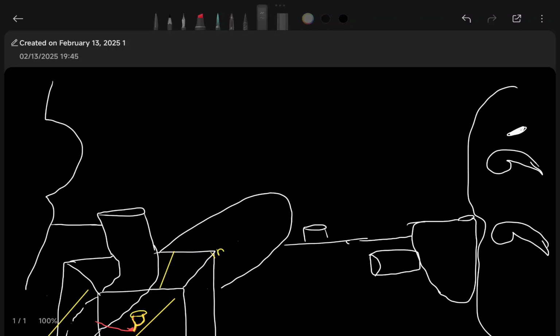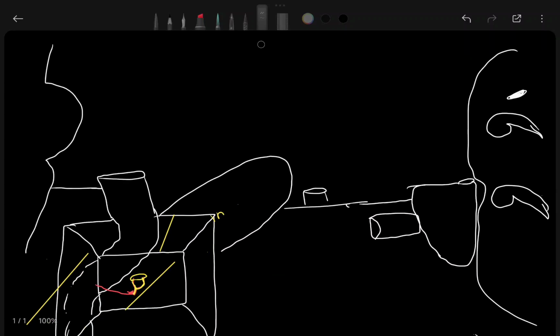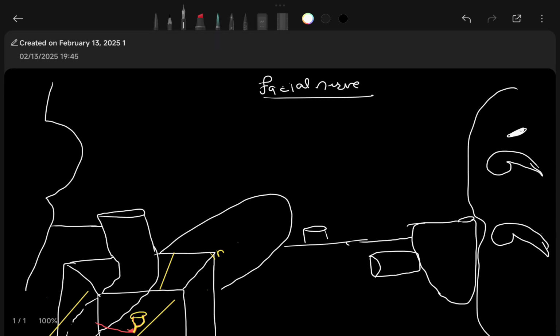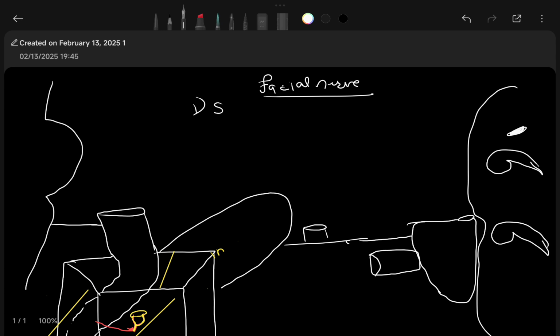Hello everyone. Today we are going to describe the facial nerve, which is a mixed type of nerve that carries both sensory as well as motor information. The facial nerve has a total of 5 components: special visceral efferent, general visceral efferent, and another special visceral efferent, and the last one is general somatic efferent. We will describe these components along with their course, nucleus, and distribution.